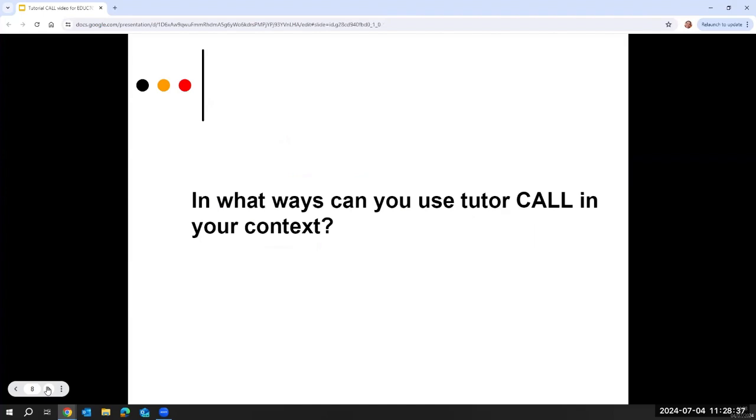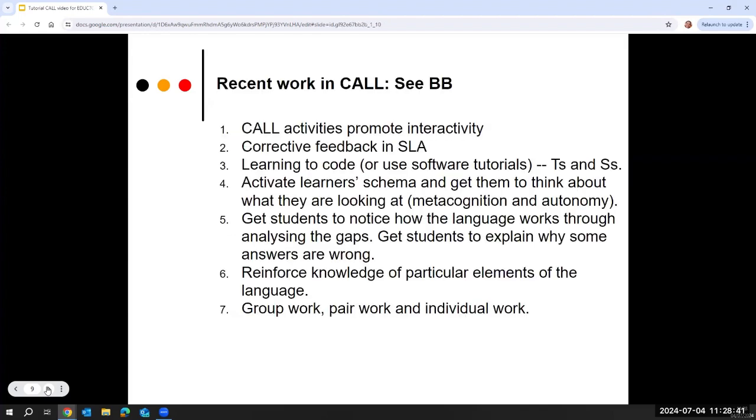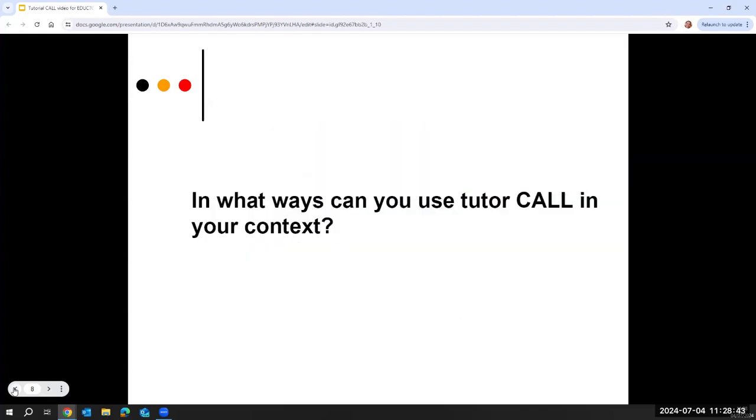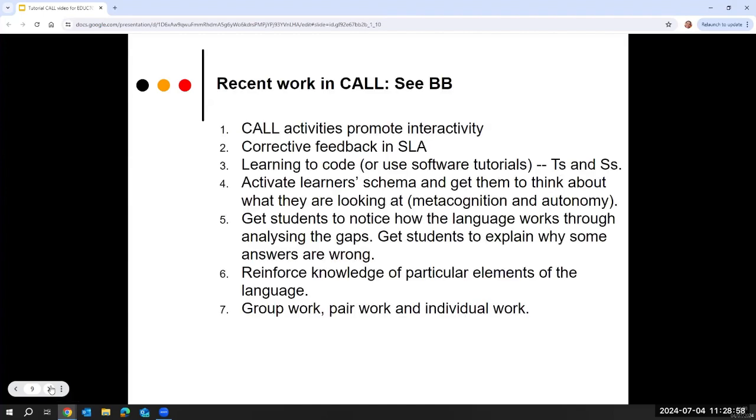In what ways can we use tutorial CALL exercises? And in which context? Or have you used this technology in your learning experiences, in your experiences as a language learner, as a tutor, as a teacher? Tell us a little bit about that.